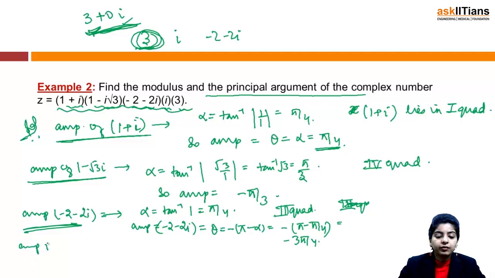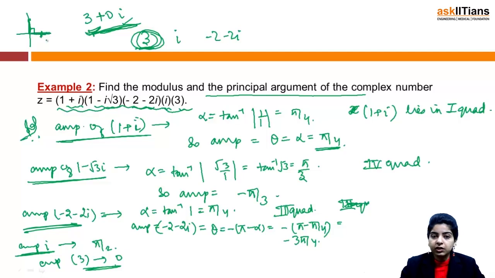Next, amplitude of i, this is simple, it will be 90 degrees, and amplitude of 3 would be 0. By now you must have understood: i lies on this axis, and therefore the angle that it makes with the positive real axis is 90, and 3 lies on this axis, so the angle that it makes with the positive real axis is 0, so amplitude becomes 0.